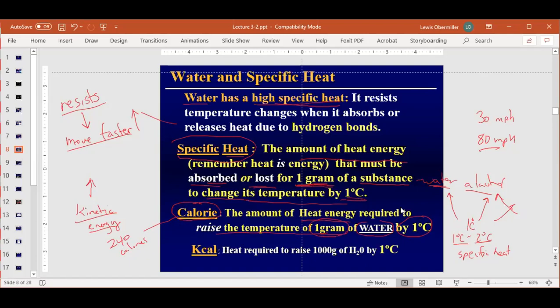Because remember, the more water there is, the more energy we need to change its average kinetic energy. Like the lake versus the glass, it takes a lot more energy to heat up the lake than it does to heat up the glass. Does that make sense? Yeah. So it's the specific heat of water, but it's only 1 gram of water, right?